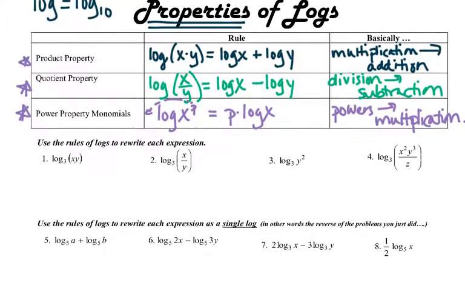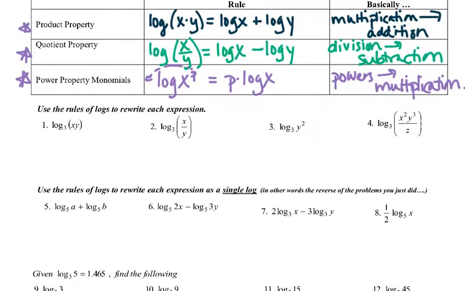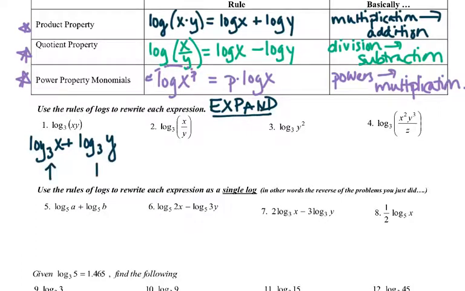So first we're going to just get used to the rules here by rewriting, or sometimes we call these problems expand. So the log base 3 of x times y is going to expand to the log base 3 of x plus the log base 3 of y. And now I have to have that baby 3 there, right? It's a log base 3, not log base 10. What about number 2? Log base 3 of x over y equals log base 3 of x minus log base 3 of y. In number 3, the power is going to come down in front, 2 times log base 3 of y.